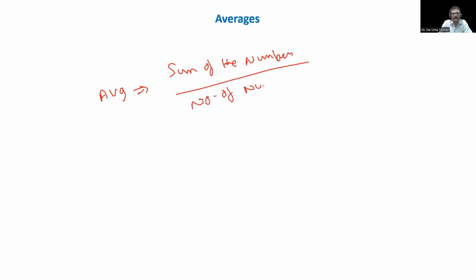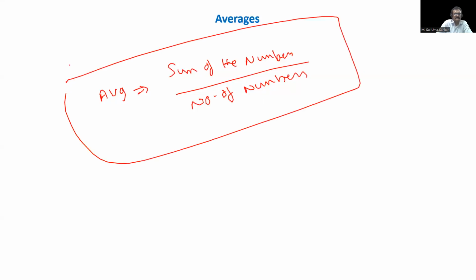What is the average? A general, simple, fundamental formula. What is the average? That is sum of the numbers by number of numbers. Yes, this is the average.